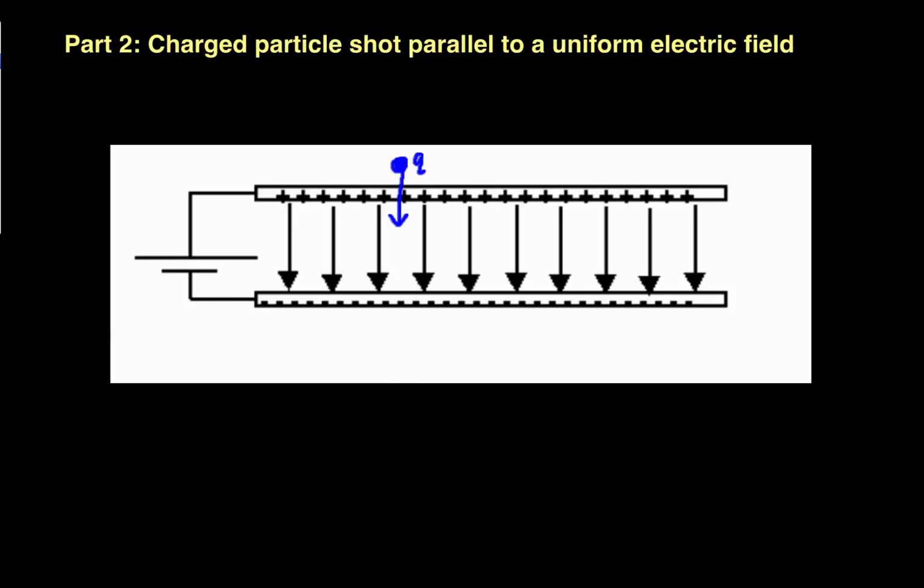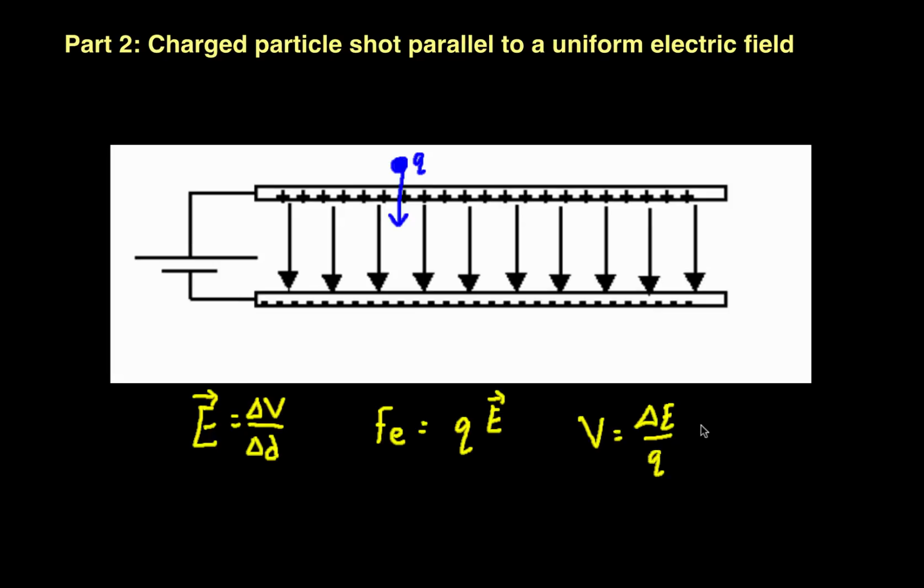The relevant formulas for these kinds of questions are electric field is equal to voltage difference divided by the change in distance. Electrostatic force is equal to the charge times the electric field. And voltage is equal to change in energy over Q, where change in energy can be given by the change in kinetic energy, which is equal to 1/2 m (Vf squared minus Vi squared).